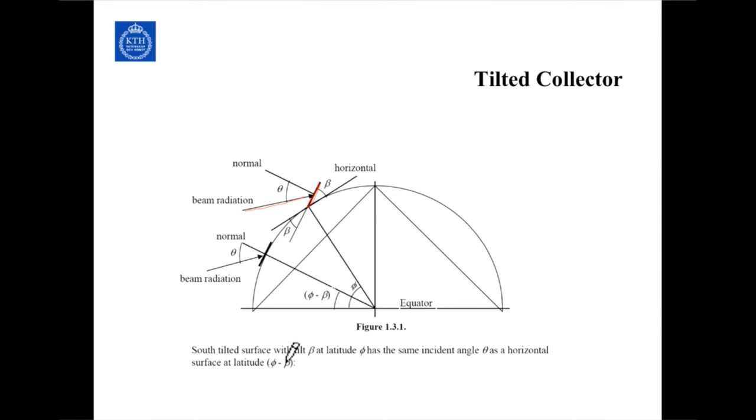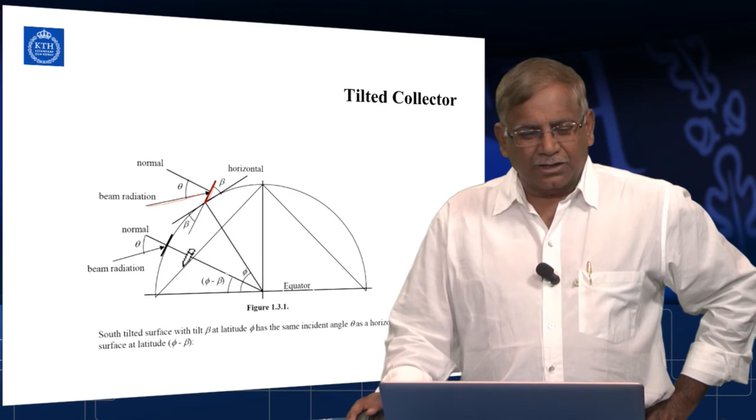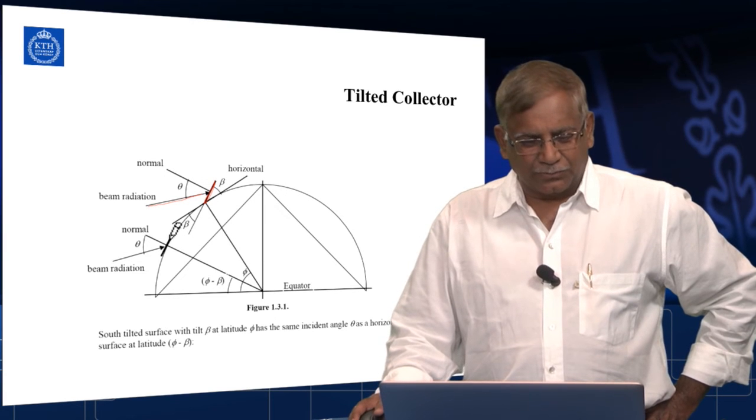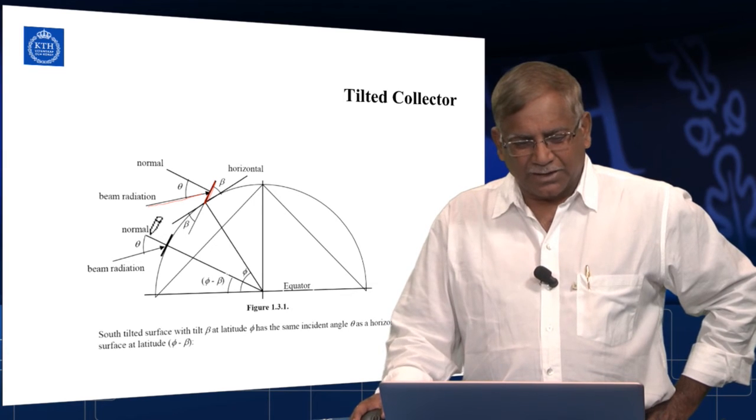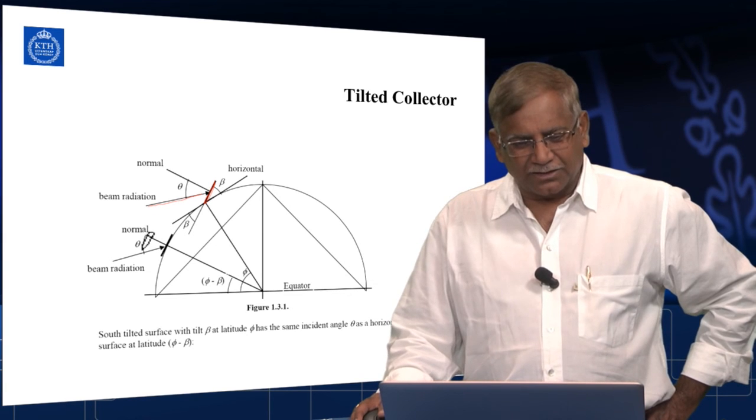So here, a south-tilted surface, this is what we are doing, with a tilt beta at a latitude of phi, has the same incident angle theta as a horizontal surface at latitude theta minus beta. That is what this is explaining. Again, if you orient it this way, then the normal to the panel is this, and the beam radiation is coming, and theta will be this angle right here.